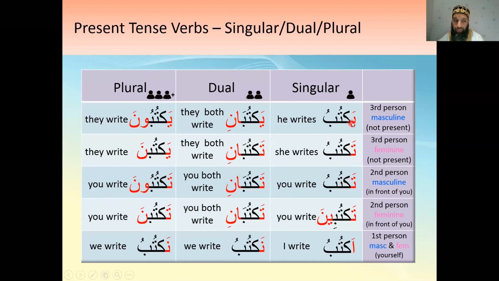Right. So, has everybody seen that? Yaktubu taktubu. Yaktubani taktubani. Yaktubuna taktubuna. That's the main lesson you need to go away with. That the masculine second person, when you are speaking to the person or to the people, it's always starting with ta. And when it's talking about third person, then it's ya. So he is ya and you is ta. That's what's mostly used in the Quran. This row here, that row there. So are we happy with that?